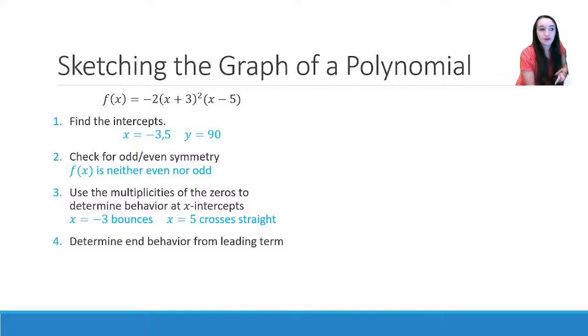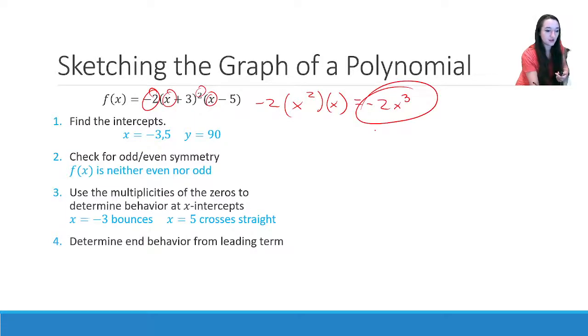Finally, we will determine our end behavior from the leading term. I don't have the leading term exactly, but I can find it pretty easily. I just take negative 2 x squared times x. That's essentially how you get your leading term: you take the number out front and multiply it by x to whatever degree it should be. So negative 2 x squared times x gives me the highest degree of x, which is negative 2x cubed. That is my leading term.